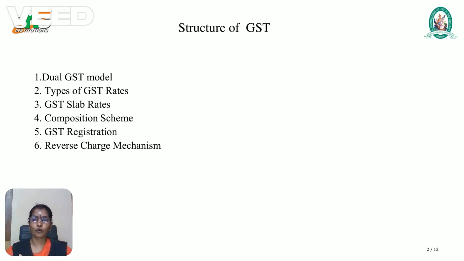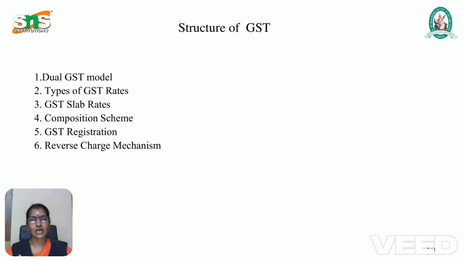So we have to follow the dual GST model. Dual is nothing but the two-way GST model we have to use. One is SGST and CGST, that is Central Goods and Service Tax and State Goods and Service Tax. And also we have to make a multiple rate system. GST rate system we have to follow, that already we discussed in the previous video, that is 0 percentage to 28 percentage, the GST slab rate. Okay, so composition scheme and GST registration and reverse charge mechanism.